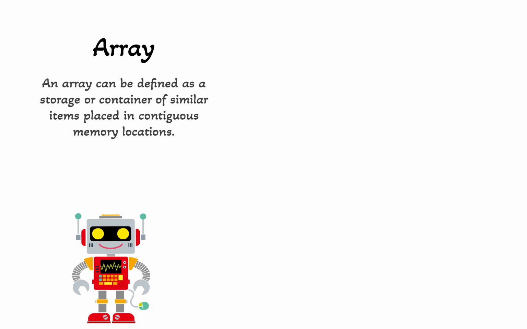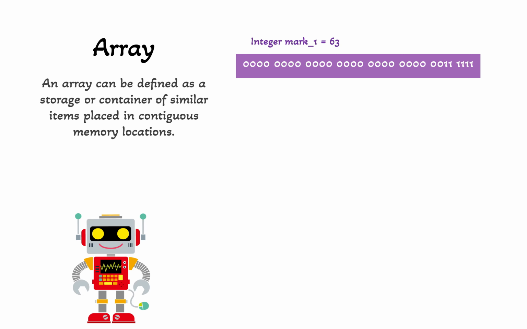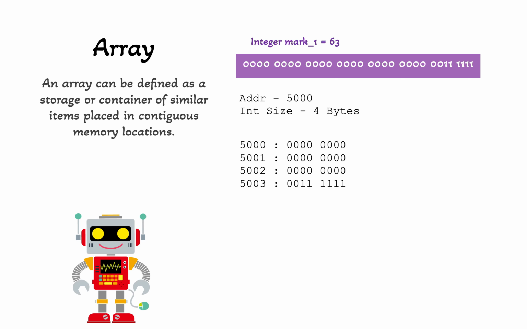Let's take an integer variable marks_1 equal to 63. In a computer, it is stored in a binary format. An integer takes up 4 bytes. Suppose my variable is stored at location 5000, which is a memory address. The integer variable will store its 32 bits in 4 bytes. Note that 8 bits equal 1 byte. Therefore, these 32 bits will be stored in 4 bytes occupying addresses 5000, 5001, 5002 and 5003.